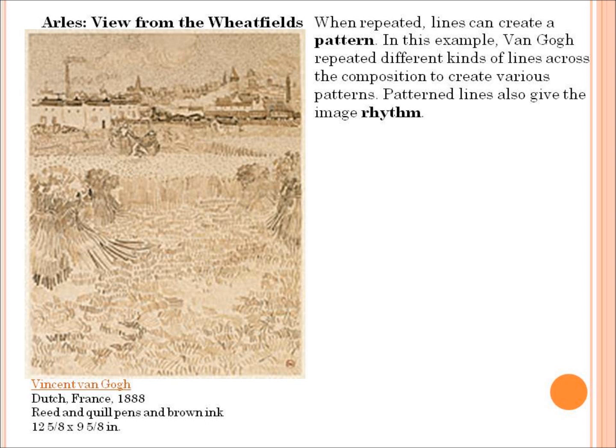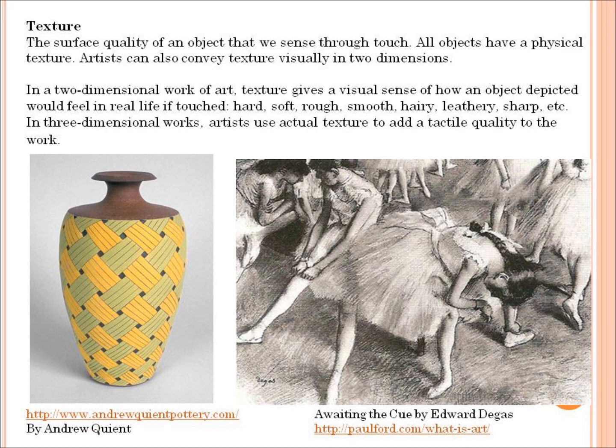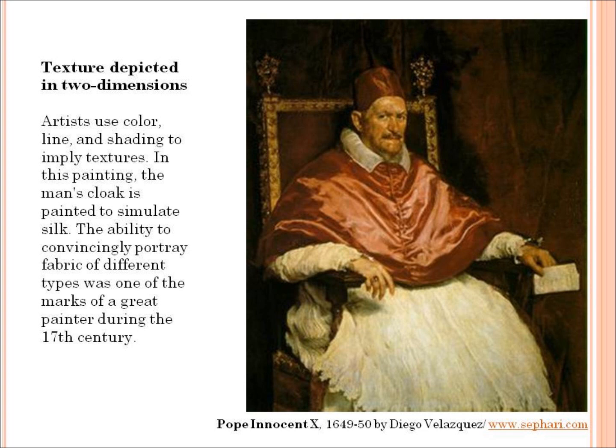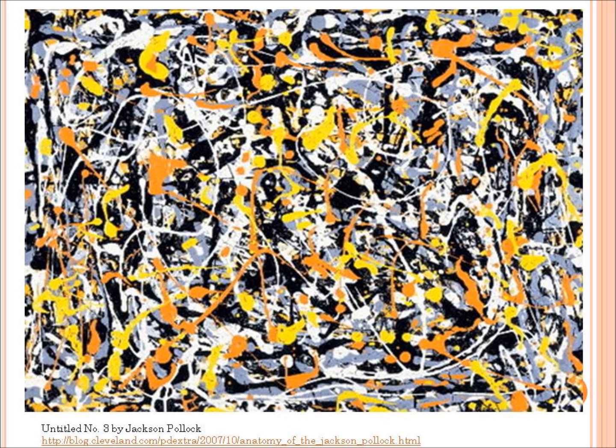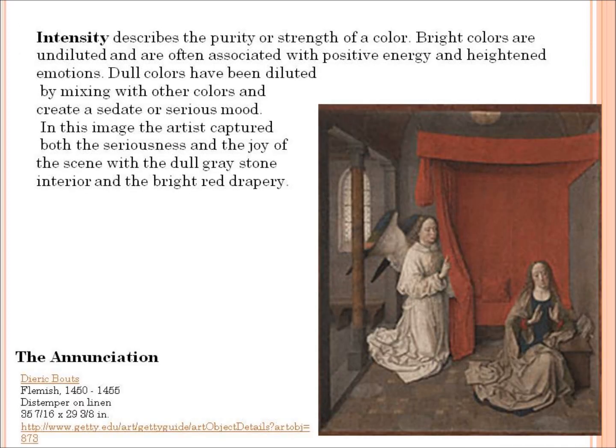Then the next slide, slide 16, talks about shape, and the different types of shapes that you can have in a piece of work. Slide 17 talks about texture in 3-dimensional and 2-dimensional. 18 talks about texture in 2-dimensional photographs. And then slide 19 is an example of Pollock and his textural work. Slide 20 talks about color and value. 21 talks about intensity of color.